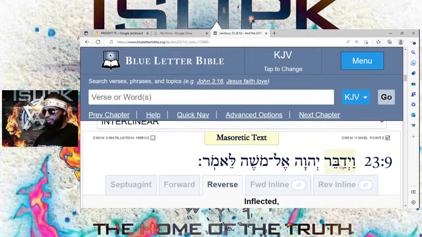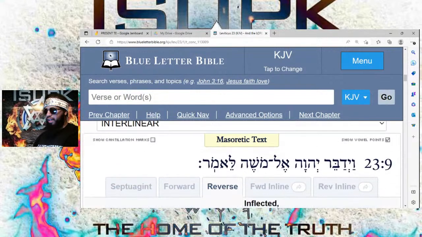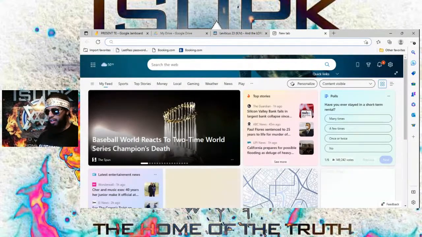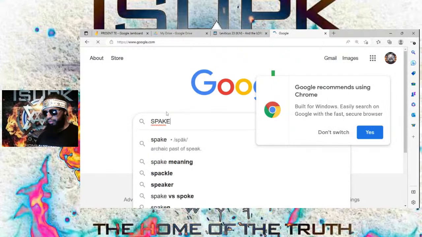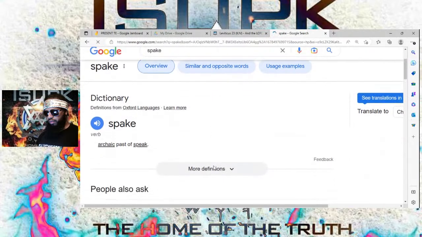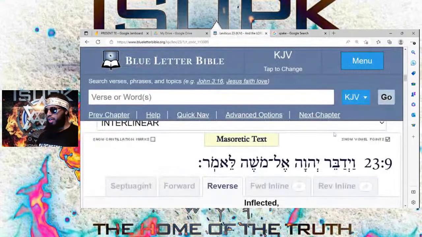Now, technically, you see how it says, and the Lord spake. If I'm not mistaken, spake should be past tense, an old way of saying past tense. Let me just double check that. You guys see that? Spake, archaic past of speak. So it's in the past tense. So where you see dabar Yahweh al mashallah amar.